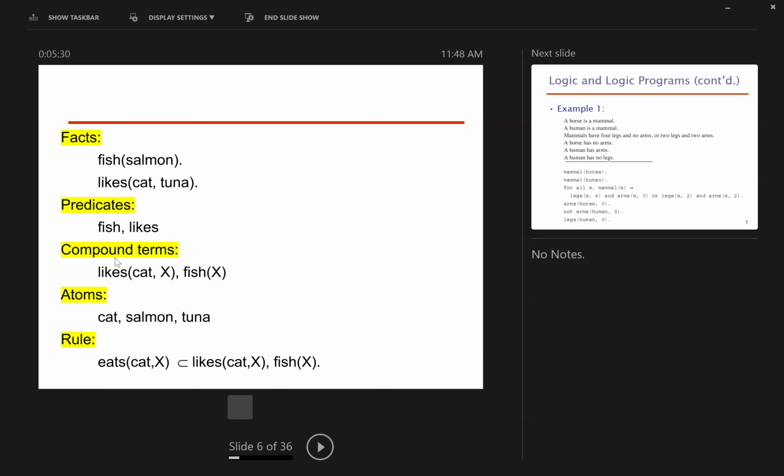Then the rule can be any rule. So what rule do we have here? Let's see. We say, okay, cat eats x. Why? Because cat likes x, and what is x? x is a fish. So this would be a very nice rule for us.